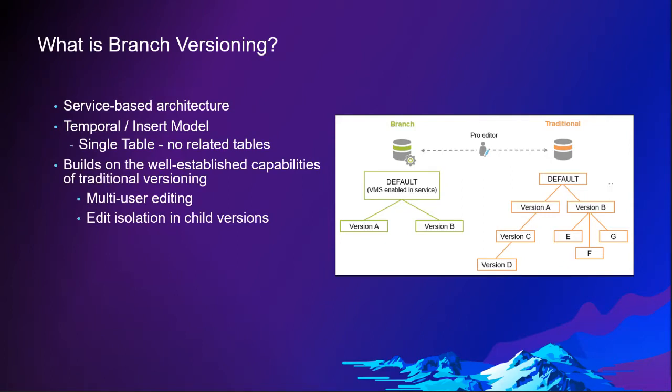Branch versioning builds on the well-established capabilities of traditional versioning: multi-user editing, and editing in an isolated child version. I did want to include this graphic because it's interesting to observe that with branch versioning, all the child versions, so all the versions that are checked out and people are editing with, are off of default. Whereas in traditional versioning, we might have children and grandchildren, so we might have copies on down the line. That is not possible with branch versioning.